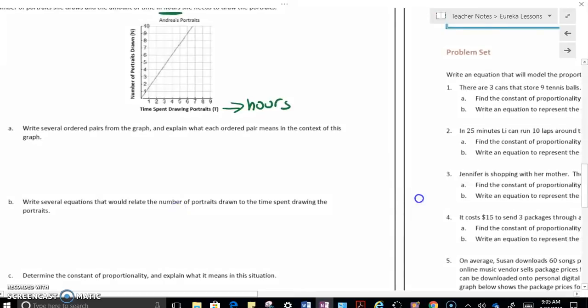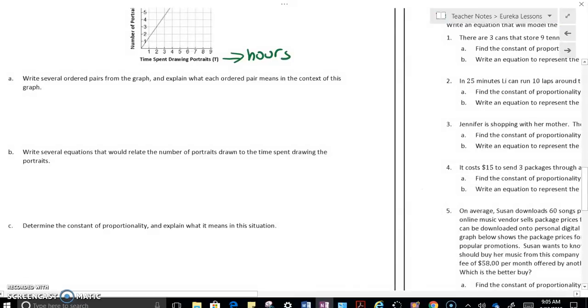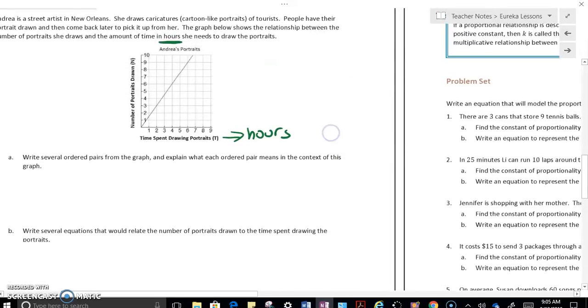Now, write several ordered pairs from the graph and explain what each ordered pair means in the context of this graph. So I'm going to pick some points. I picked the points that are in little crosshairs, the ones that you can find easily, right on the center of the line. So the points that I have discovered are (2, 3), (4, 6), and (6, 9). I'm just going to do this first point and you can fill in these last two yourself.